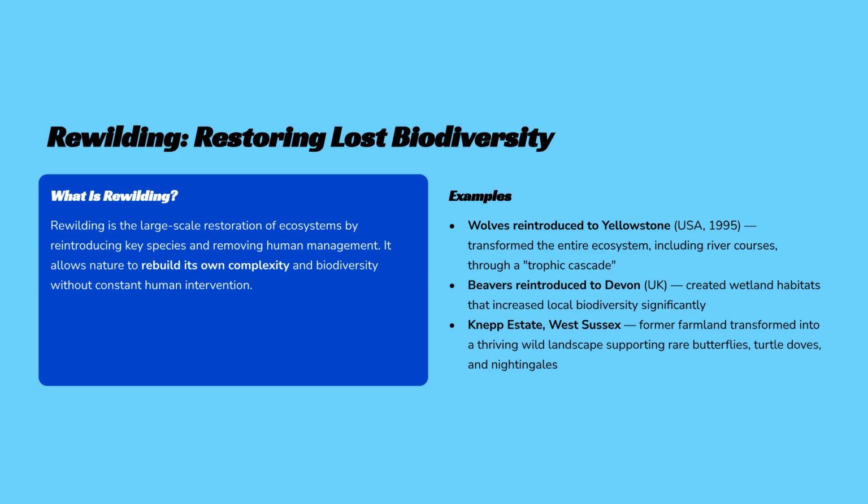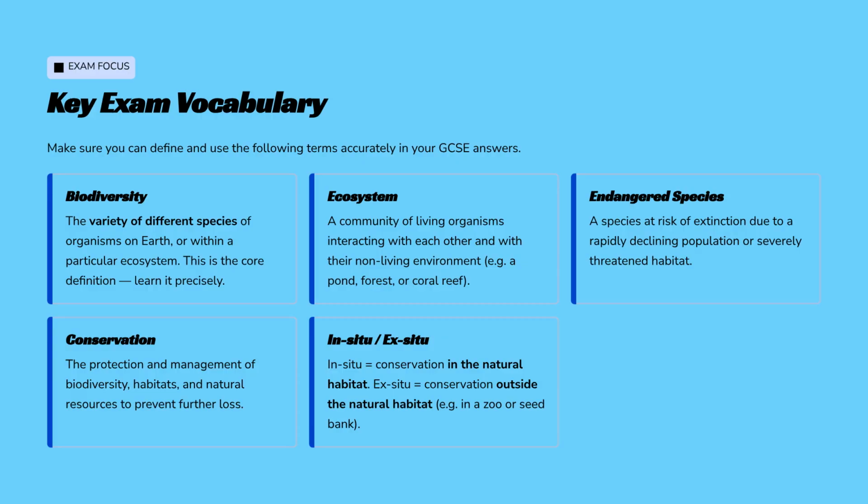Rewilding offers a path toward restoration. By reintroducing key species and reducing human management, ecosystems like the Knepp Estate can rebuild their own complexity and support thriving, diverse wildlife populations. For your exams, you must be able to define core terms accurately.